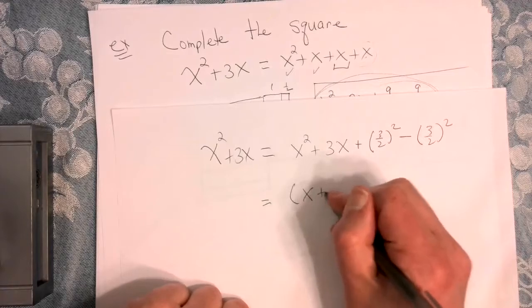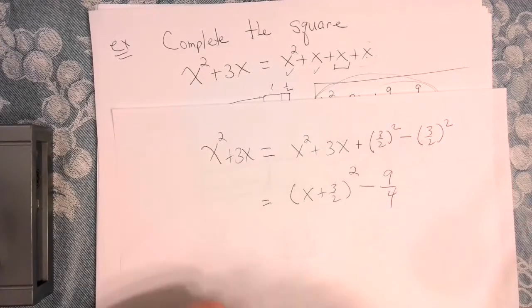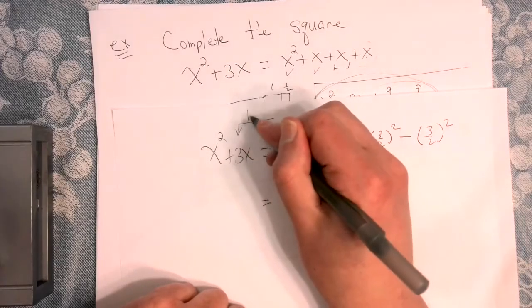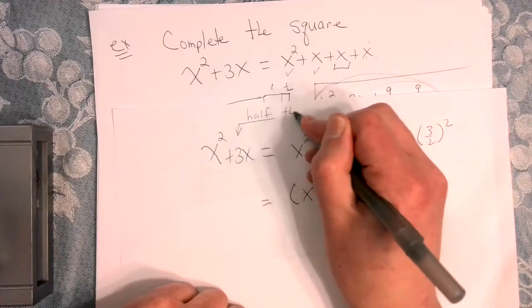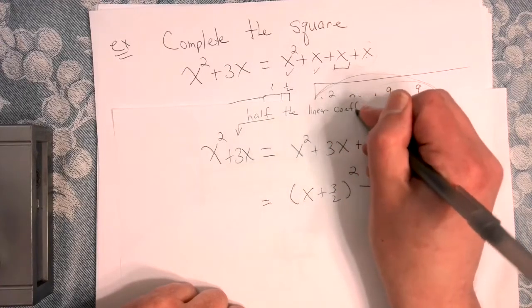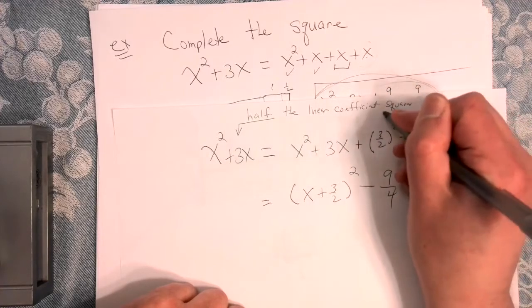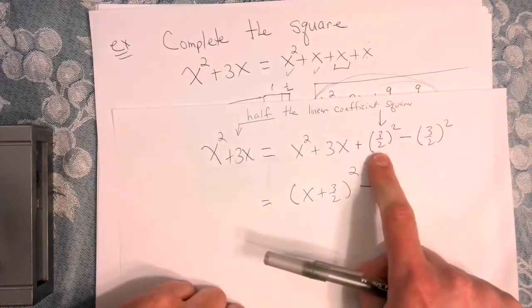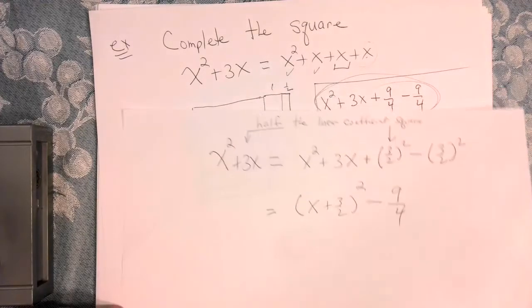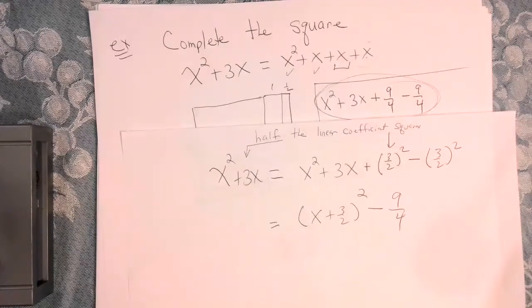And in this way, I get x plus 3/2 squared minus 9/4. Okay, so we're taking, for the extra term, half the linear coefficient squared. And that yields this. And don't forget, for balance, we also have this. Pretty cool. It's a really neat tie-in with the geometry. Really, really neat.